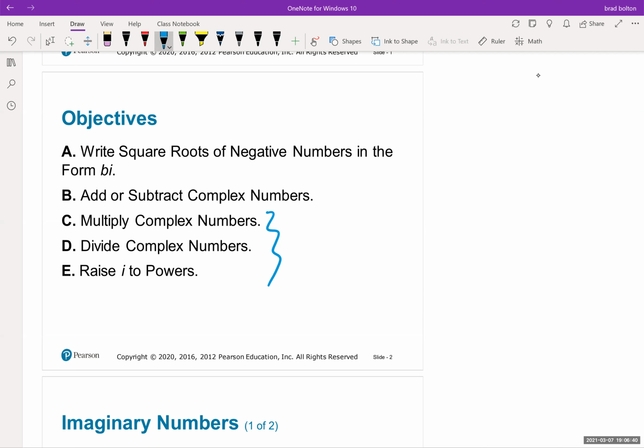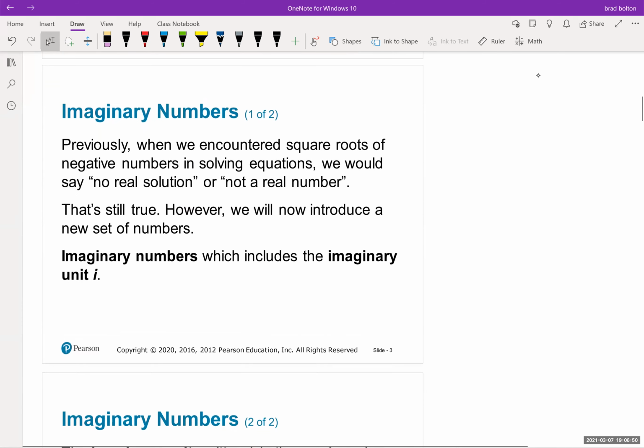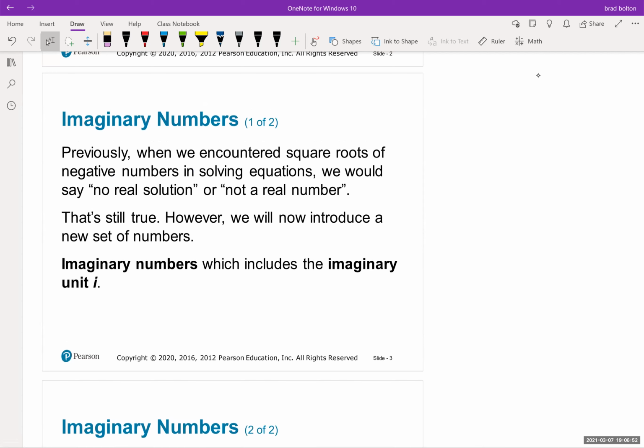So let's go through parts A and B, get a little bit of groundwork, and then work our way through multiplying, dividing, and powers of i. First of all, let's talk about what an imaginary number is. I know it sounds bad, but imaginary numbers are not fake. They're not make-believe numbers. They're just a different type of number.